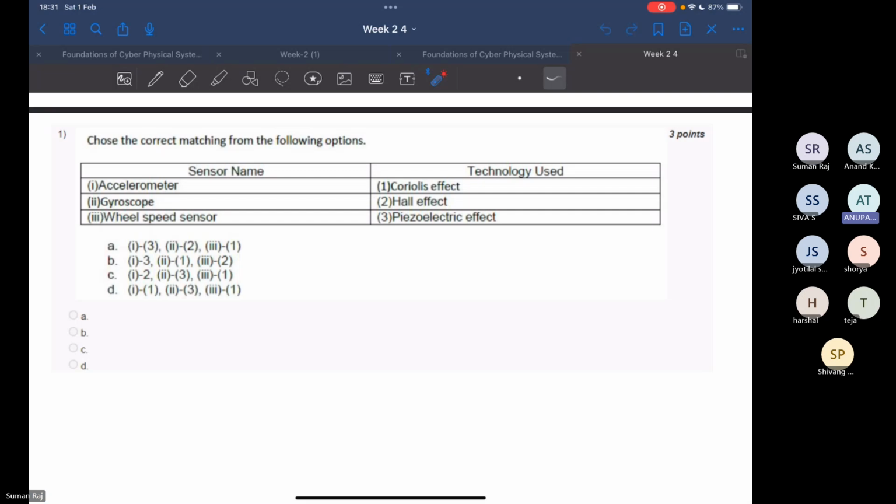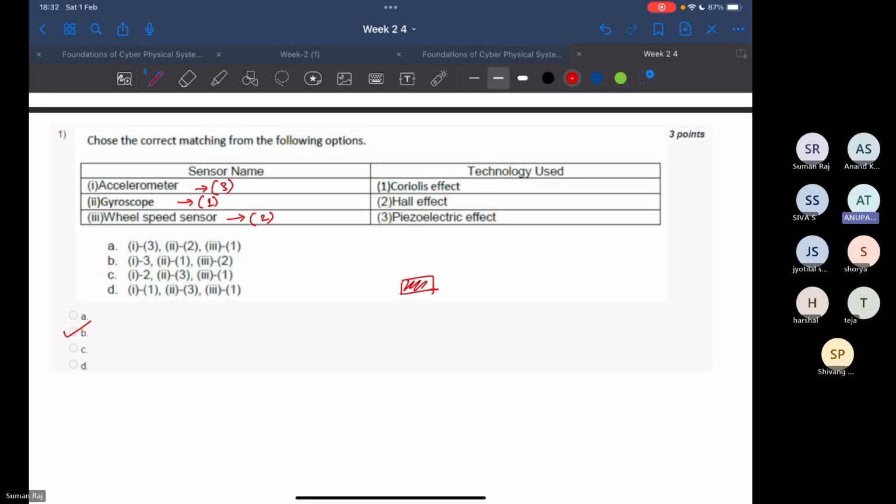Yeah, go on. Wheel speed sensor is Hall effect sensor. Then gyroscope is Coriolis effect, and then accelerometer is piezoelectric effect. Okay, that is good. Can you explain any of these effects as to what they mean? So B is the correct answer. Yeah, wheel speed sensor is what we see. We place some small magnet.